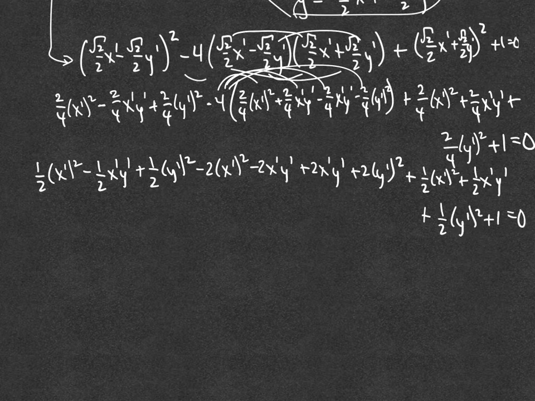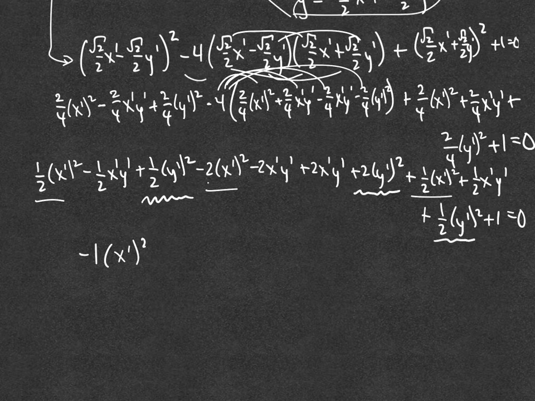Okay, and now combining the like terms, putting all the x prime squared terms together. Let's see, I've got 1, 2, 3 of those. So 1/2 minus 2 plus 1/2. Well, if I add the halves together first, 1/2 and 1/2 is 1. And then 1 minus 2 would leave me with negative 1 x prime squareds. Okay, then maybe put together the y prime squareds. There's one, there's another one, and there's another one. So 1/2 and 1/2 is 1, and 1 plus 2 is 3 of those.